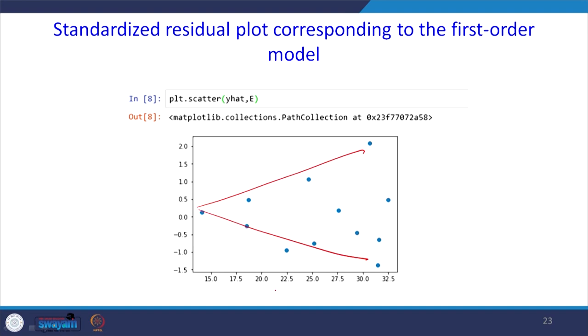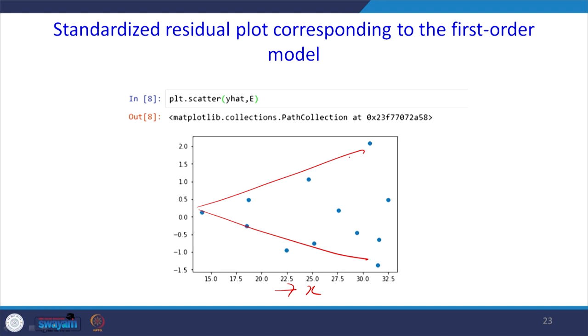What is happening? Whenever the value of x increases, the variance is not constant. This is violating our model assumption. What is that assumption? The variance of the error term should be the same for all values of x. But now what is happening? When the value of x is increasing, the variance also increases. So, it is not fitting our assumption of the regression equation.